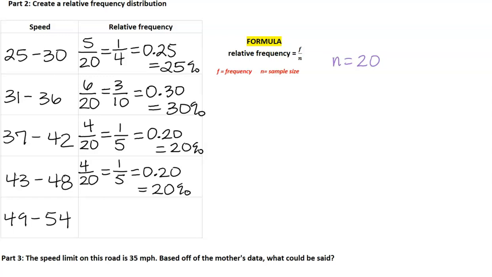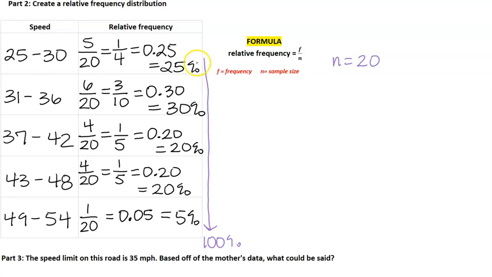And then finally, for the fifth class, it had a frequency of 1. So its relative frequency is 1/20, which is already a simplified fraction. As a decimal, that would be 0.05, which is 5%. And this is our relative frequency distribution. Notice that if we add up all of these percentages, we do get 100%. 25 plus 30 plus 20 plus 20 plus 5 gives us 100%.